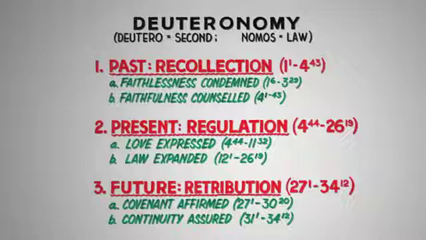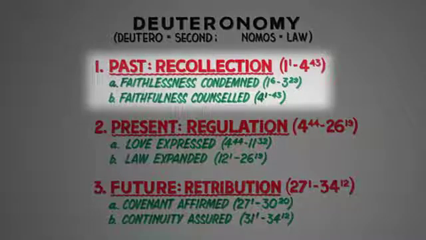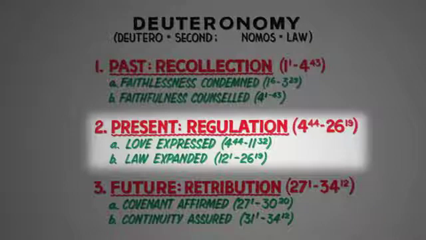We've got the 3 addresses he gave in the camp on the far side of the Jordan. The first is all about the past, looking back over the 40 years and beyond, looking back over what their fathers did. And then he comes to the present and he gives them the law all over again. He gives them first the basic principles in chapters 4 to 11, and then he spells it out in detail in chapters 12 to 26.